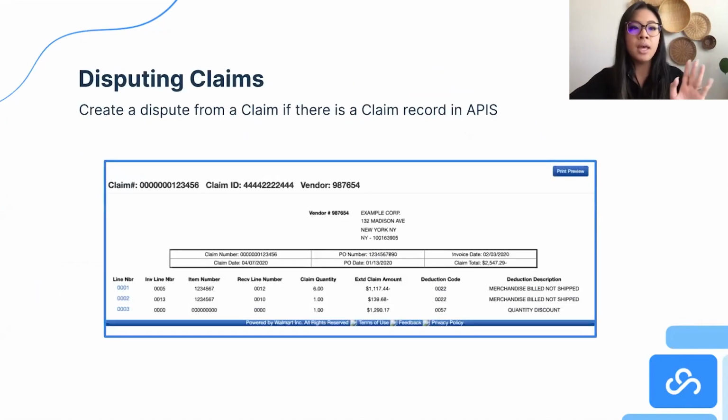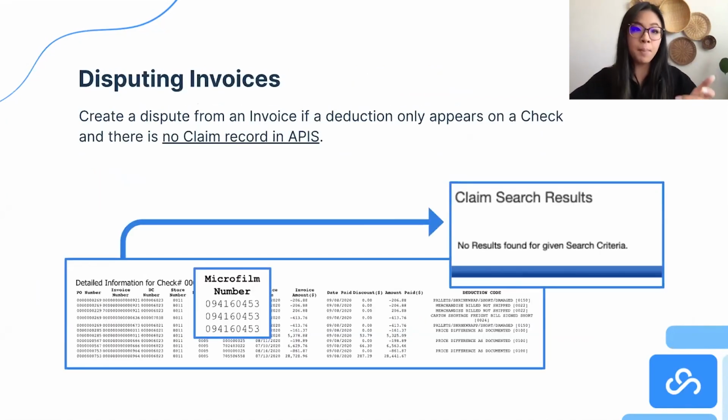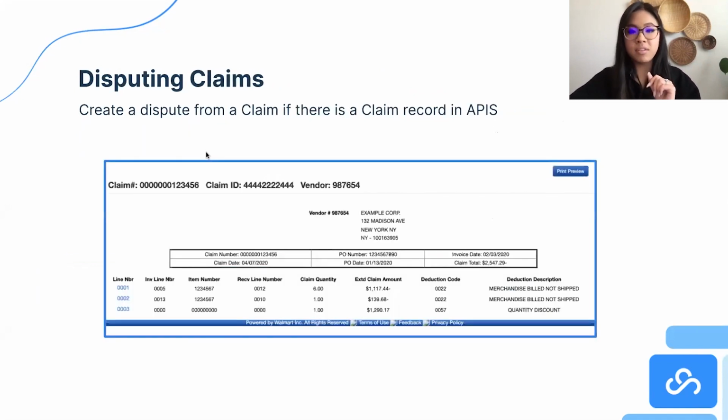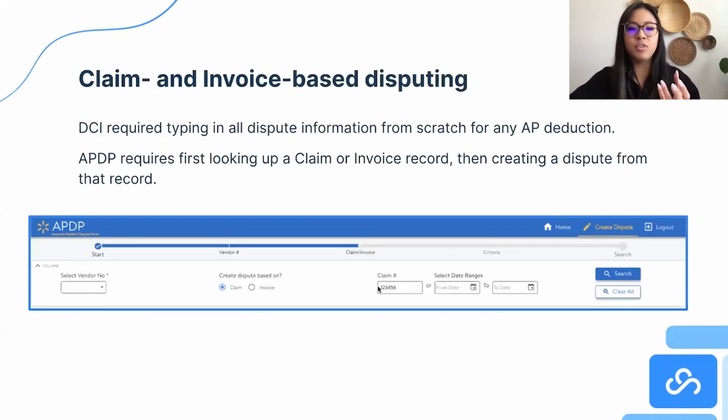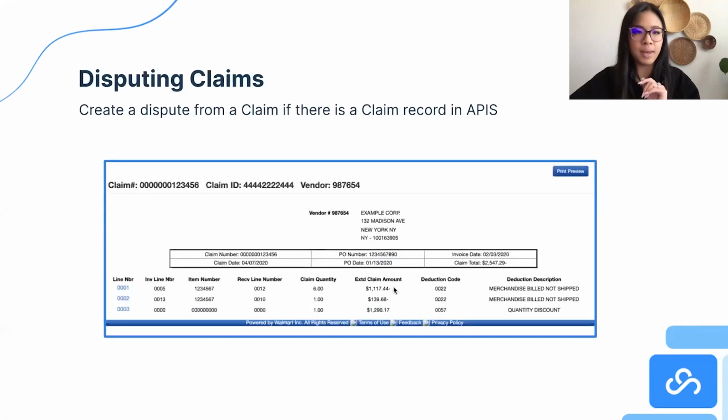If you don't have a claim number, then you will create a dispute from an invoice, if a deduction only appears on a check and there's no claim record in APIS. And you'd follow that same process. Instead, it would say check number. So you'd create a dispute based on invoice. You put in that invoice number, and then you'd be able to do it that way.